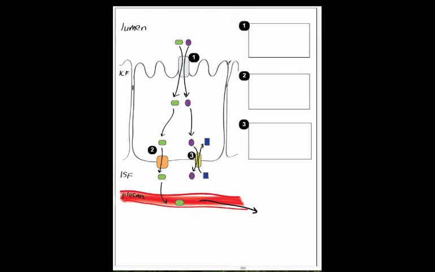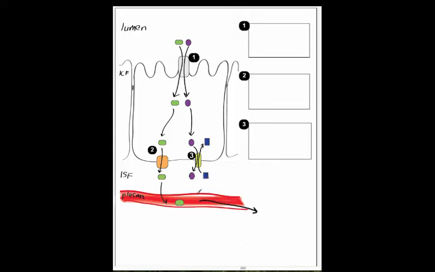This is a diagram showing what could be absorptive cells in the small intestine, and this area here is the lumen where the digested food would be. These are the absorptive cells themselves, so this inside here would be the intracellular fluid, or ICF. We have some interstitial fluid here, and then we have plasma inside a blood vessel.